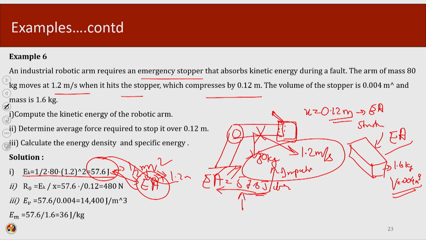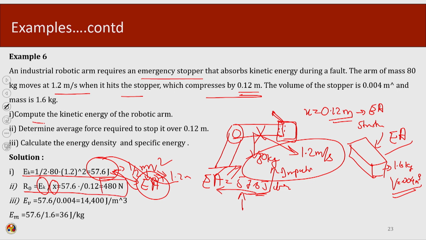energy absorber. So this becomes my total energy requirement divided by my stroke length. The stroke length is given by 0.12 meter because this is the amount by which the stopper compresses. So the average reaction force is 480 Newton.